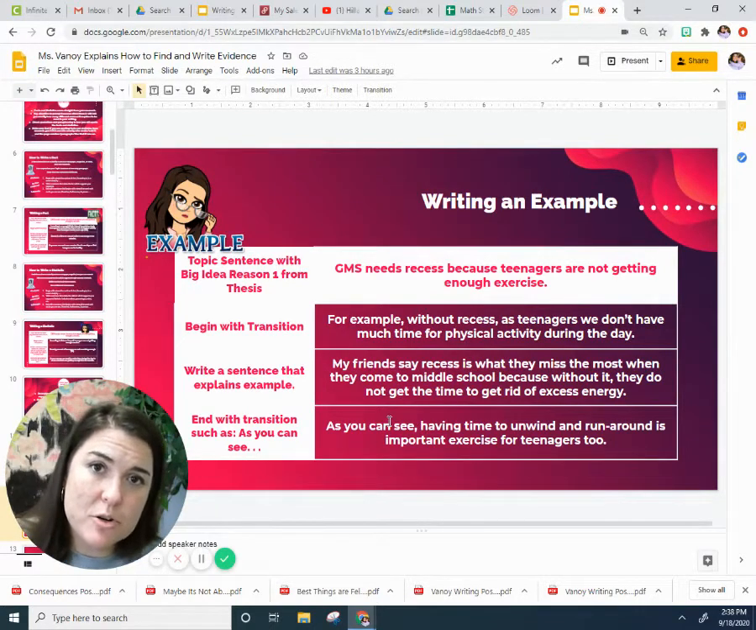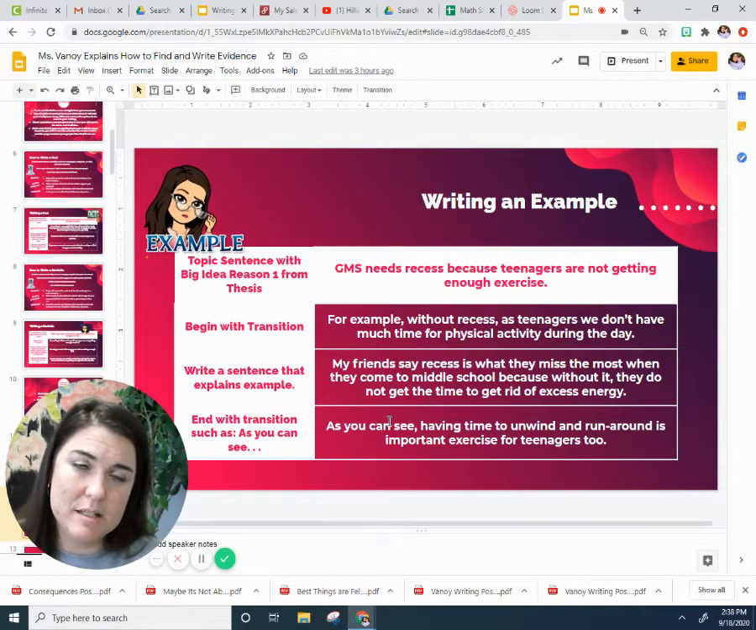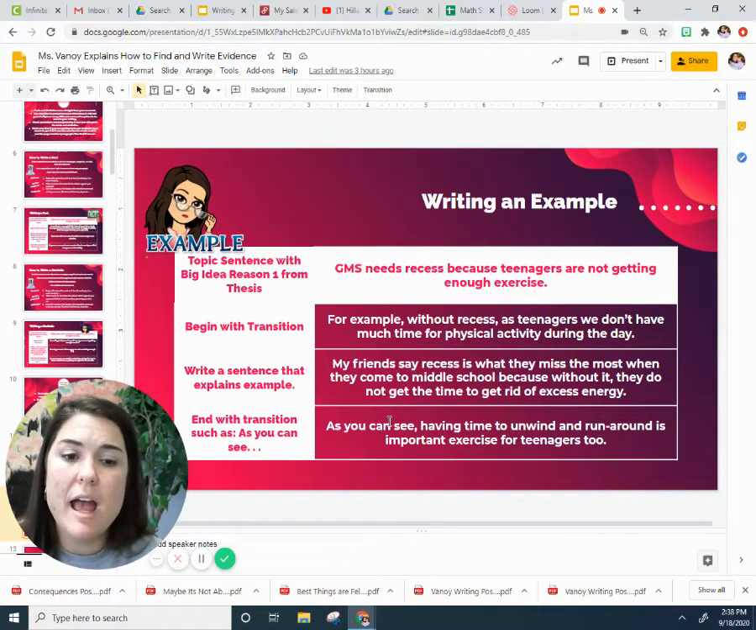You've got to make sure whatever kind of example you give ties back to that topic sentence and supports that topic and therefore the thesis. And then you can end with a transition, just like we've talked about before. As you can see, having time to unwind and run around is important exercise for teenagers too.